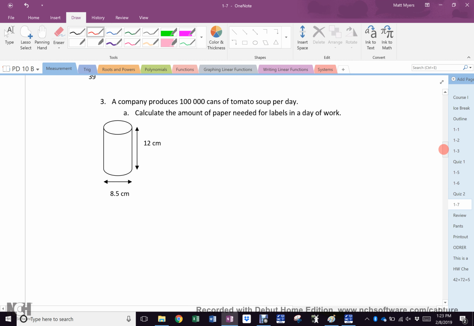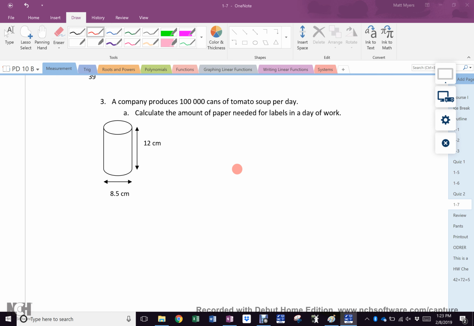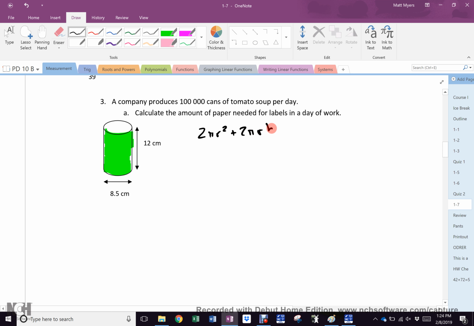Next question. Company produces 100,000 cans of tomato soup per day. Calculate the amount of paper needed for the labels in a day's work. Where does the label on a soup can go? Only here. Is it surface area or volume? Surface area. Surface area of a cylinder is 2 pi r squared plus 2 pi r h. That's a cylinder. This is not a cylinder. This is a can. The only part of this we need is what? The 2 pi r h.